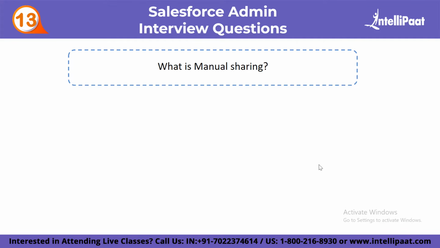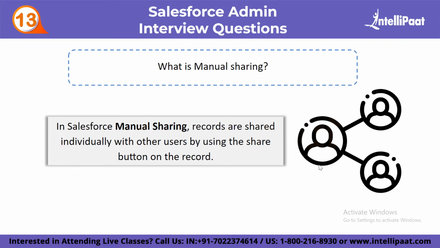The next question is, what is manual sharing? And the answer is, in Salesforce, with manual sharing, records are shared individually with other users by using the Sharing button on the record. Manual sharing gives other users access to certain types of records including accounts, contacts, and leads. For example, if you grant another user access to an account, the user automatically has access to all the opportunities and cases associated with that account. I hope you are clear with this answer. Now let's move forward and discuss the next question.